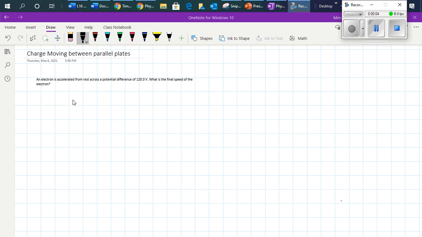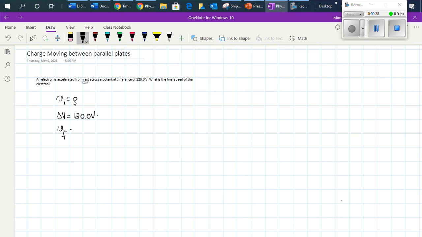These are questions that are dealing with charges moving between parallel plates. So the first case will be when the charge is moving collinear with the electric field that is created between the two parallel plates. In this case, we have an electron that is accelerating from rest, so the initial speed is equal to 0, and through a difference of potential of 120 volts.